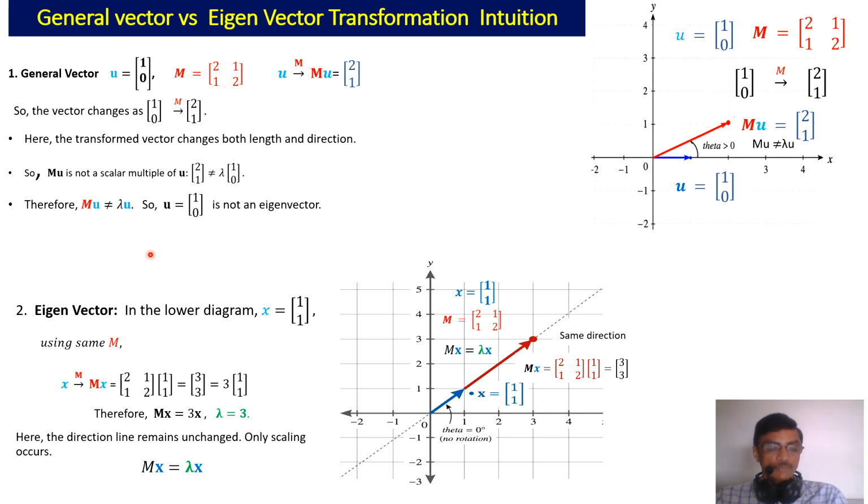The vector Mu, which is the transformed vector, is not a scalar multiple of u. You can see here, therefore, we cannot write (2, 1) equal to lambda times (1, 0). Therefore, Mu is not equal to lambda u. So the general vector is not an eigenvector. Therefore, u is not an eigenvector of M.